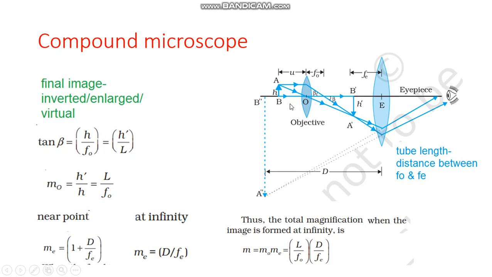In a compound microscope, you have an objective and an eyepiece. The focal length of the objective is less than the focal length of the eyepiece. So you can see here the image is inverted, magnified and enlarged. Okay, virtual, it is virtual.